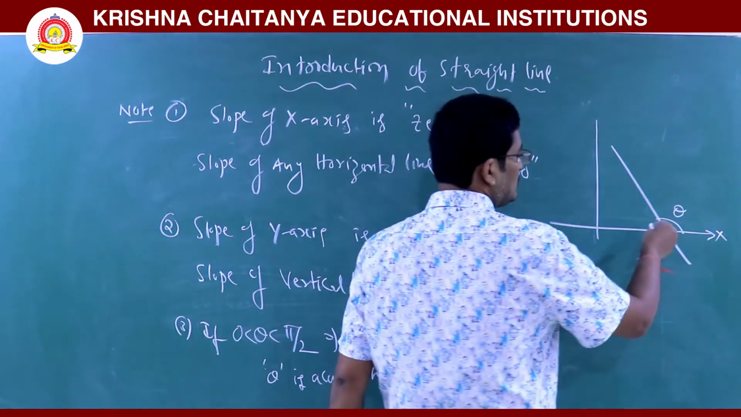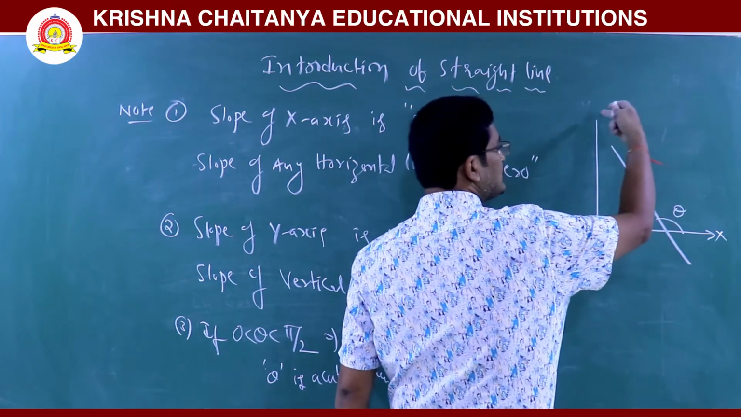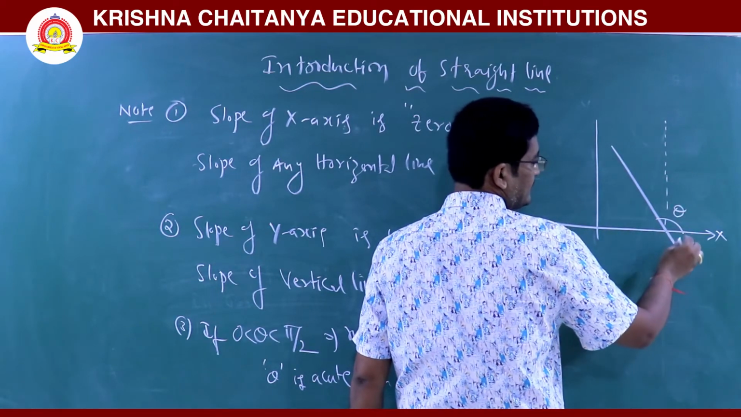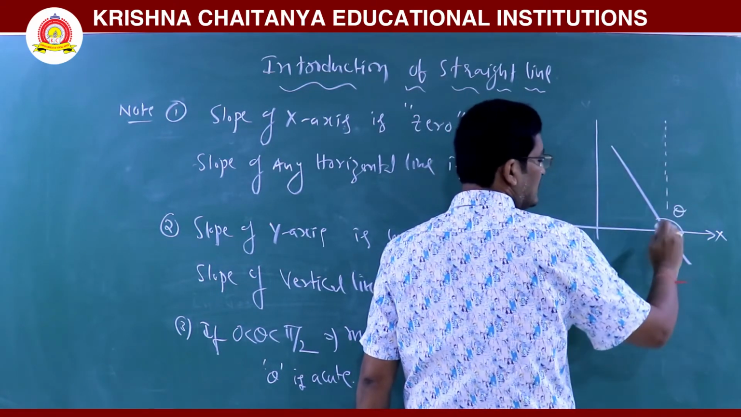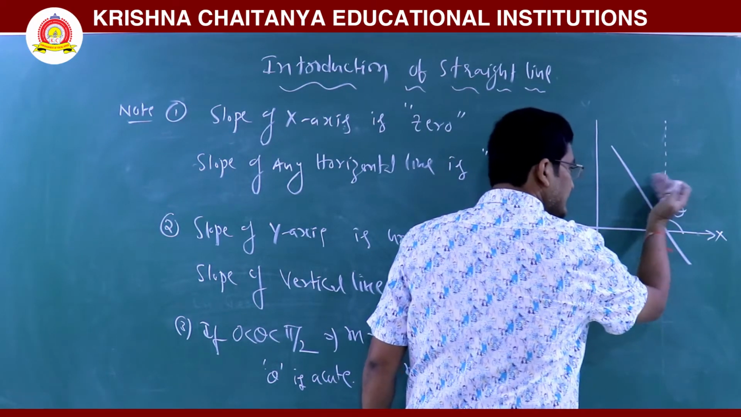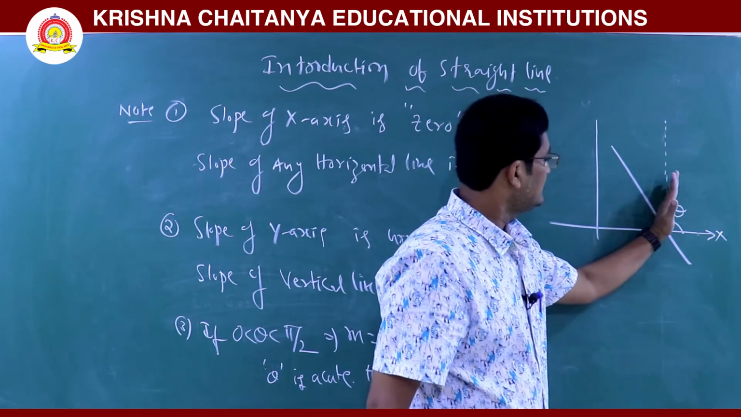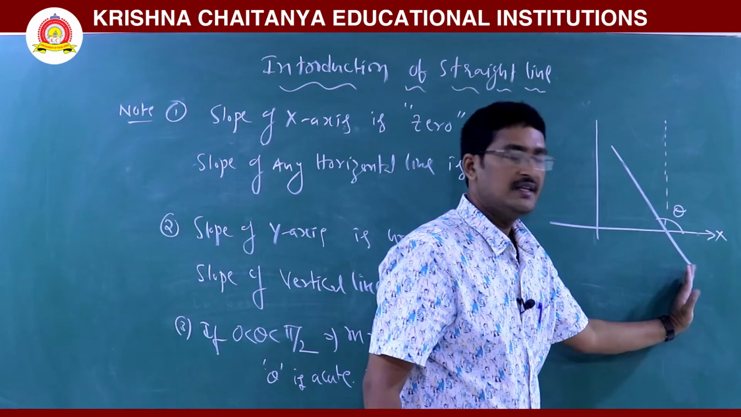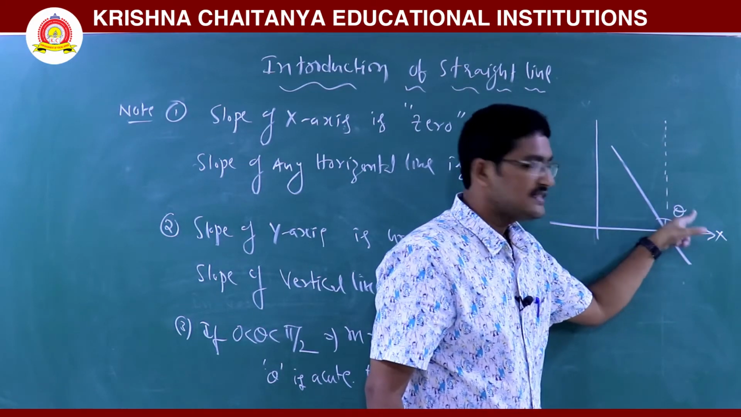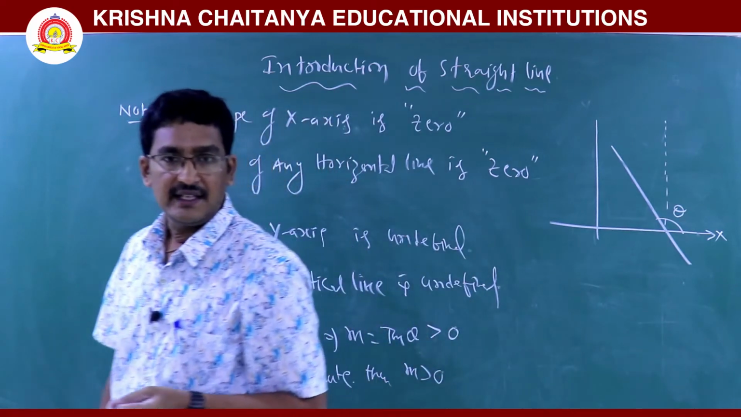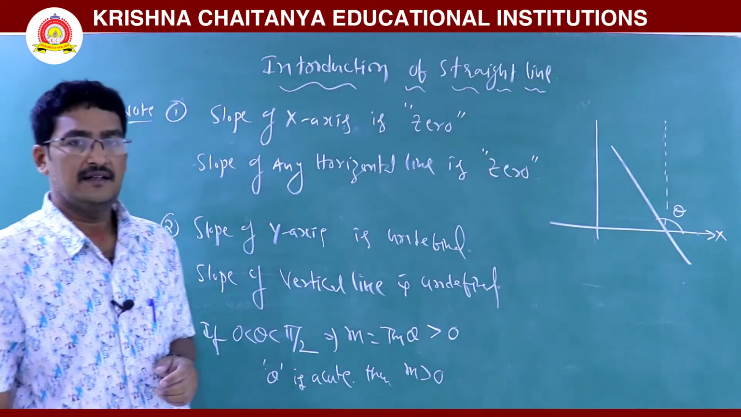Because suppose you draw a line parallel to the y-axis passing through this point like this. Then the angle between this dotted line and the x-axis is 90 here. But the line rotates like this. It is 90, then it has rotated to this one. Then the angle increases above 90. So if theta is greater than 90, then we call that angle an obtuse angle.